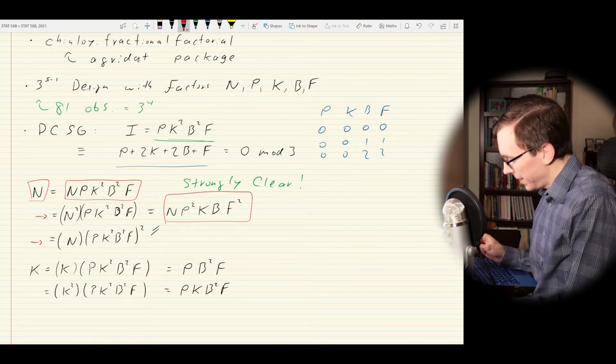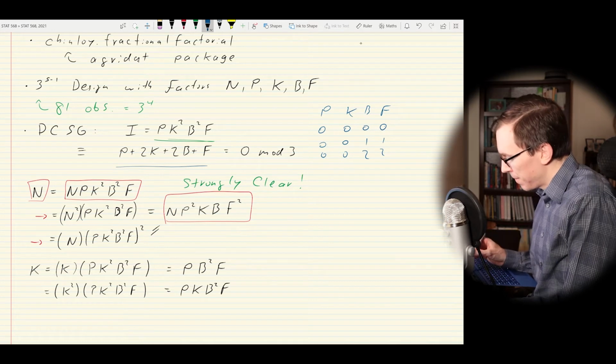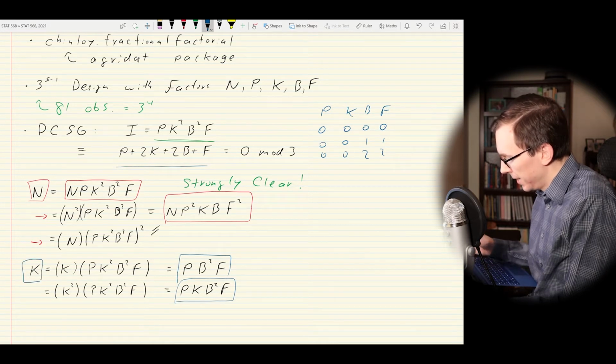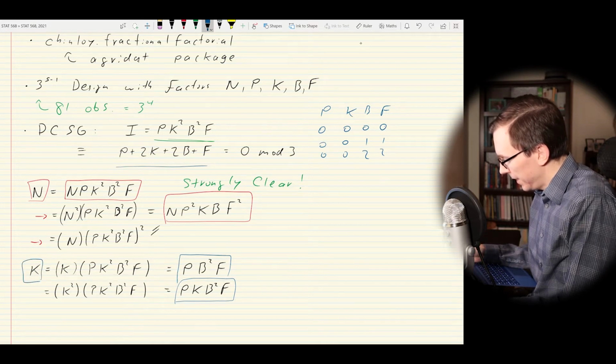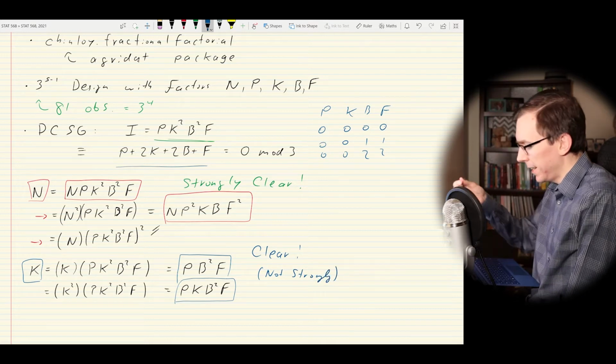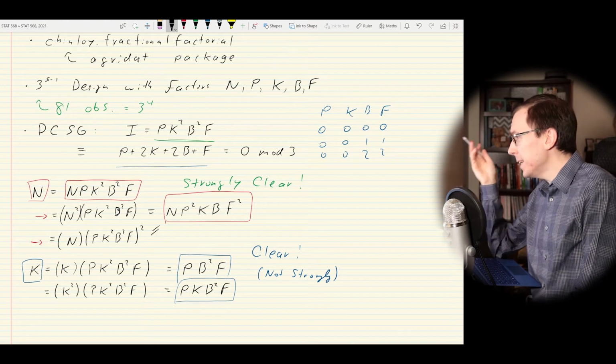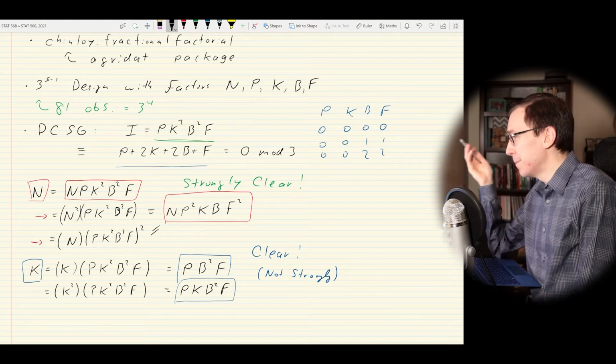So what we have here is, now let's do that one in blue, the two interaction effects that are aliased with k. So in this case, k is just clear, not strongly, because it's aliased with a three-way interaction effect. And we can do this again for F and P and B.